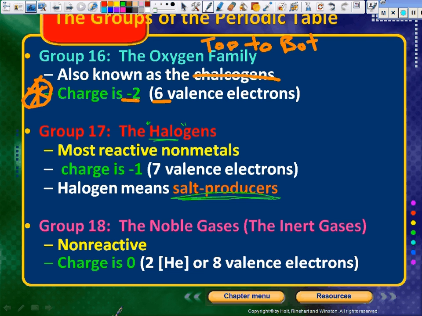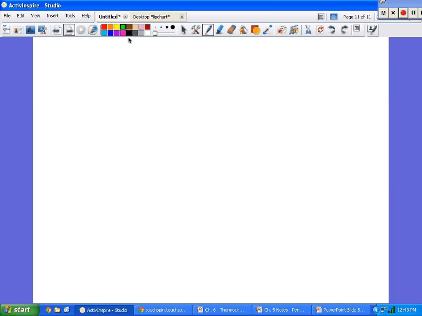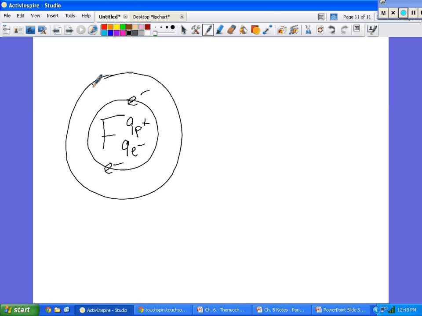Alright, so let's look at group 17. Okay? So I want you to draw this. Alright, fluorine. Fluorine has 9 protons and 9 electrons. I've used 2. How many are left? 1, 2, 3, 4, 5, 6, and 7. So, fluorine has how many available locations? It's got one lonesome little spot.